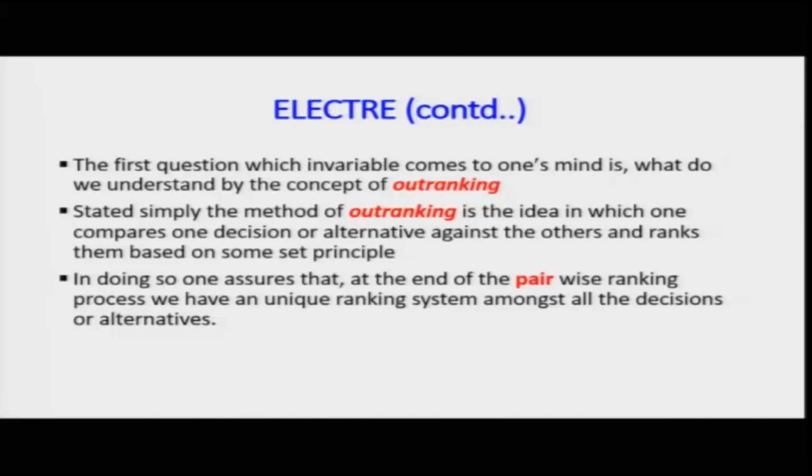In doing so, one assures that at the end of the pairwise ranking, here also it is a pairwise ranking. So, if there are n such alternative decisions, you take the jth one and compare j to 1, j to 2, j to 3, and so on and so forth, and then you go to compare j to j minus 1, j to j plus 1 and go till j to n, and put the j alternative decision in the right perspective where it stands. So, let me continue reading it. In doing so, one assures that at the end of the pairwise ranking process, we have a unique ranking system amongst all the decisions or the alternatives, such that we are able to take the decision correspondingly.